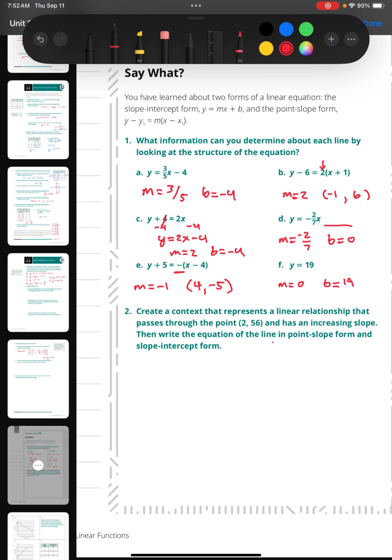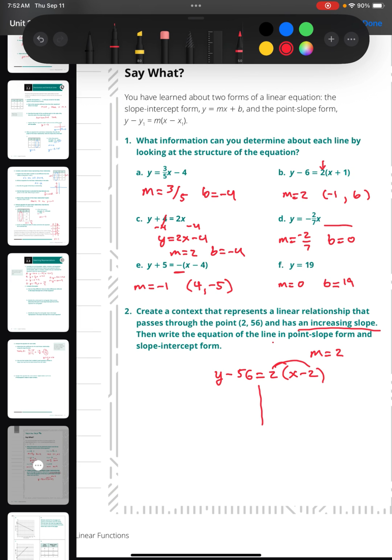Okay, 2, create a context that represents a linear relationship that passes through the point (2, 56) and has an increasing slope. Then write the equation in both forms. So increasing slope just means we need to have a positive slope. So I'm going to create a slope of, let's say, 2. So if we write this in point-slope form first, we got y minus 56 equals 2 times x minus 2.